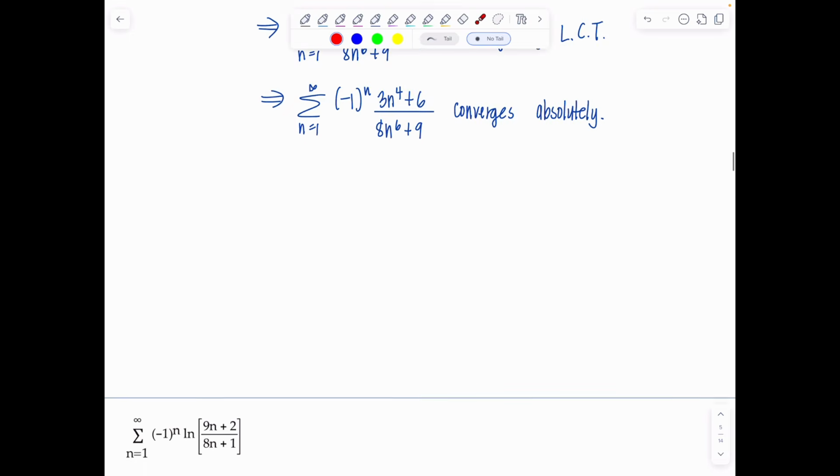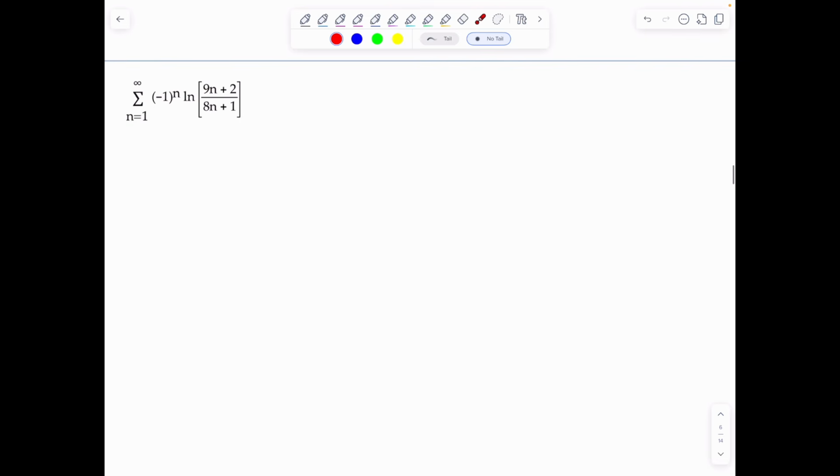Okay. I have more. Don't worry. Now let's look here. We have the sum, n equals 1 to infinity, negative 1 to the n, times the natural log of 9n plus 2 over 8n plus 1.